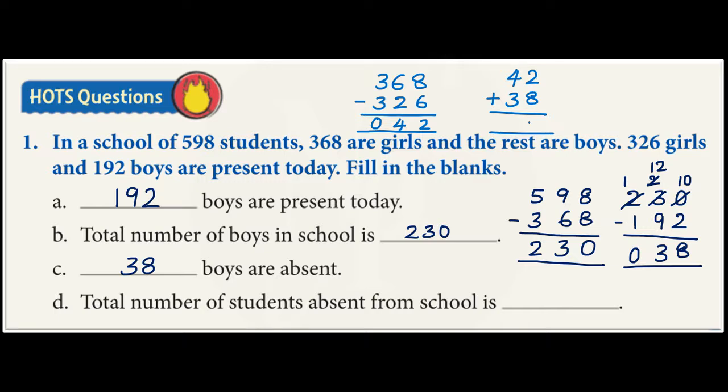2 plus 8 is 10. We write 0 in one's place. 10 is carried forward. 1 plus 4 is 5. 5 plus 3 is 8. So, total number of students absent from school is 80. We should write 80 in this blank space.